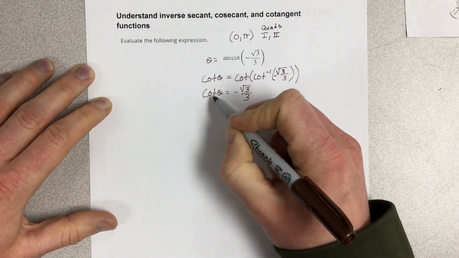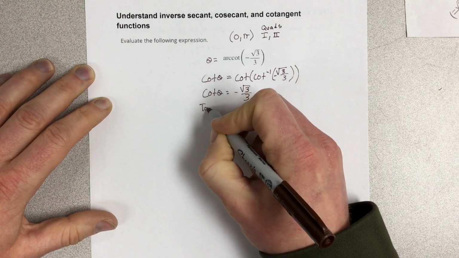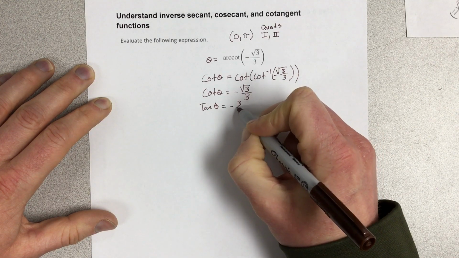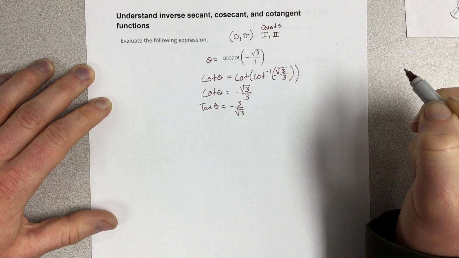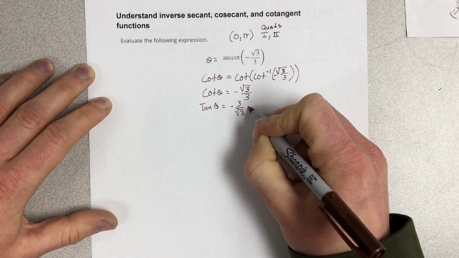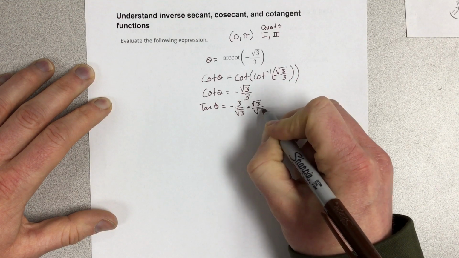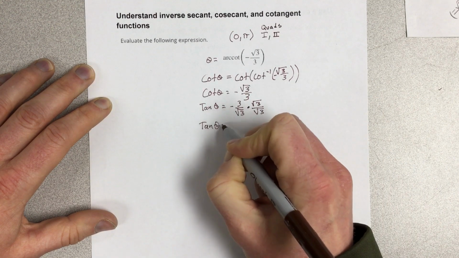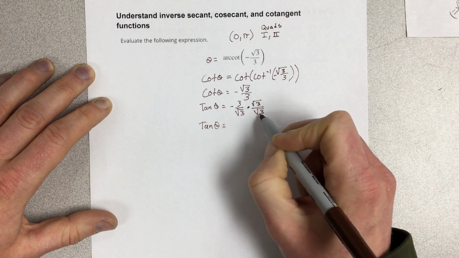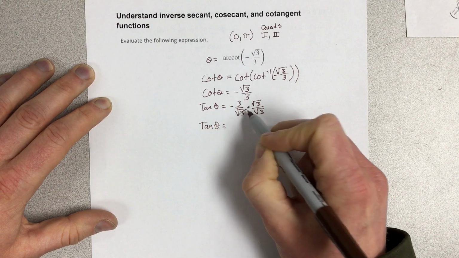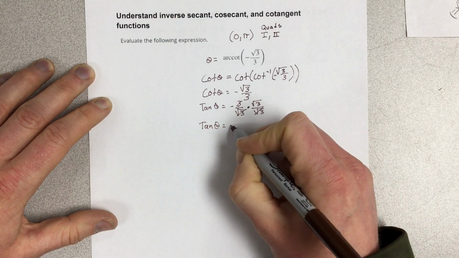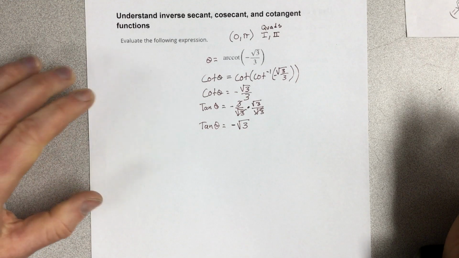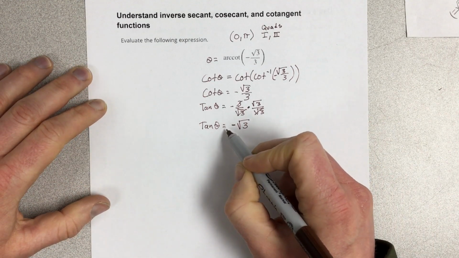Now, I'm going to do the reciprocal of this to make it tangent, so I'm going to say tangent theta is equal to, and I'll do the reciprocal of this side, that'd be negative 3 over root 3. And then I'm going to rationalize the denominator by multiplying by root 3 over root 3. And I end up with tan theta is equal to, root 3 times root 3 is 3. So if I cancel these two things with the 3 on top, I end up with just negative root 3. So tangent theta is equal to negative root 3.